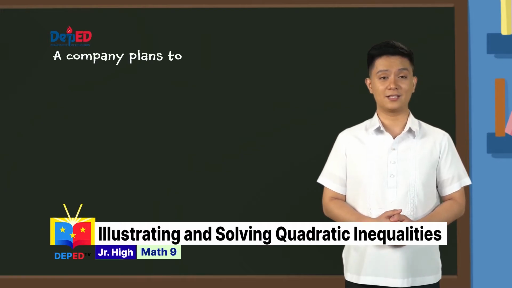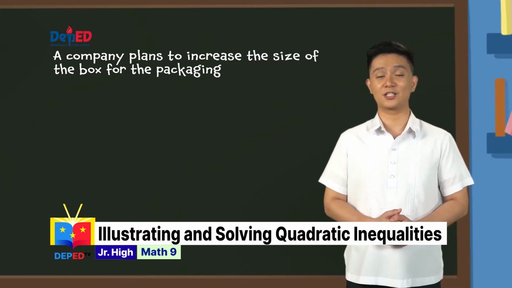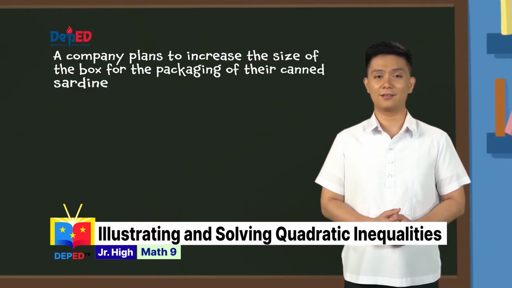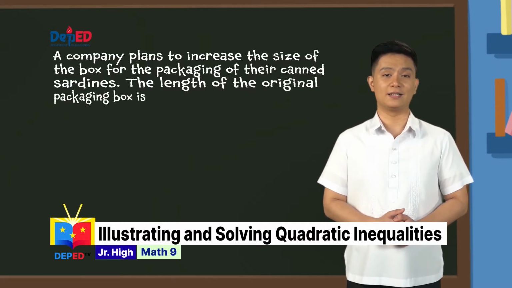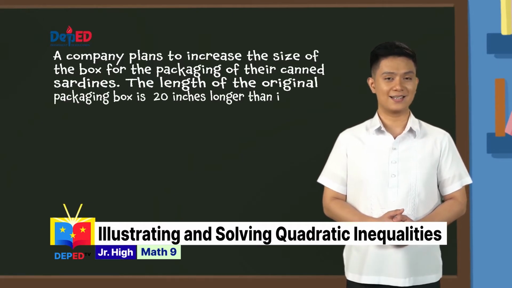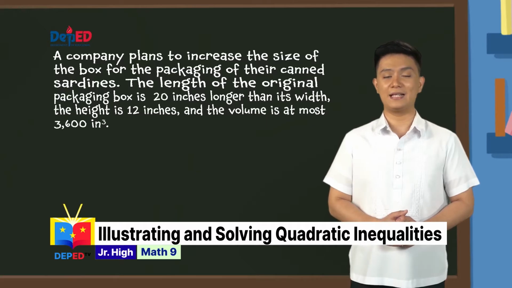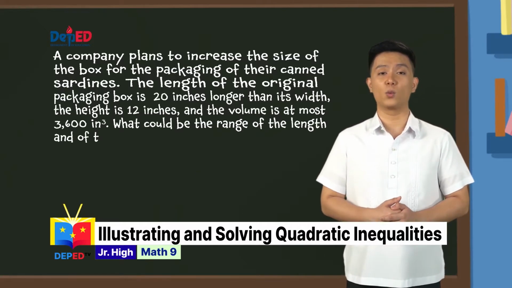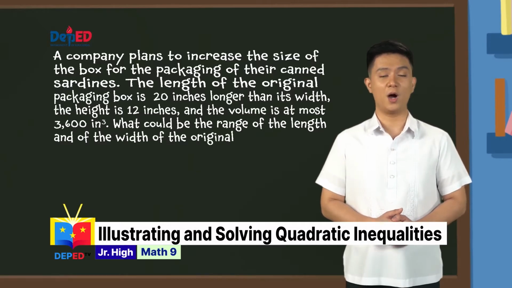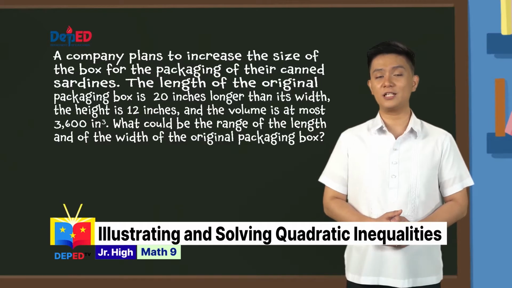A company plans to increase the size of the box for the packaging of their canned sardines. The length of the original packaging box is 20 inches longer than its width. The height is 12 inches, and the volume is at most 3,600 cubic inches. What could be the range of the length and of the width of the original packaging box? How do we represent the volume of the original packaging box?